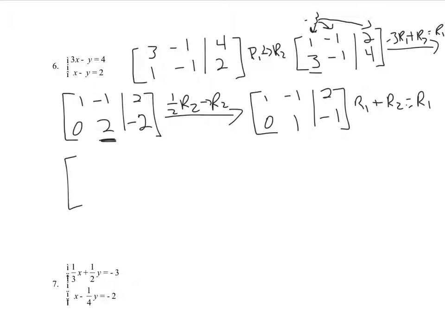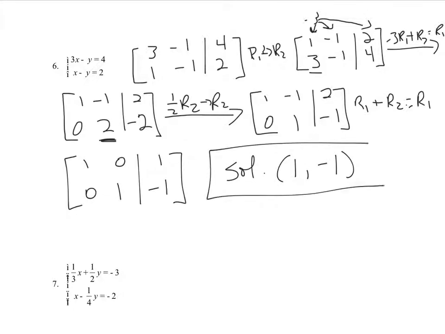So 1 plus 0 is 1. Negative 1 plus 1 is 0. And 2 plus negative 1 is a positive 1. Bottom row is 0, 1, negative 1. And we have our solution now. It's the ordered pair 1, comma, negative 1.